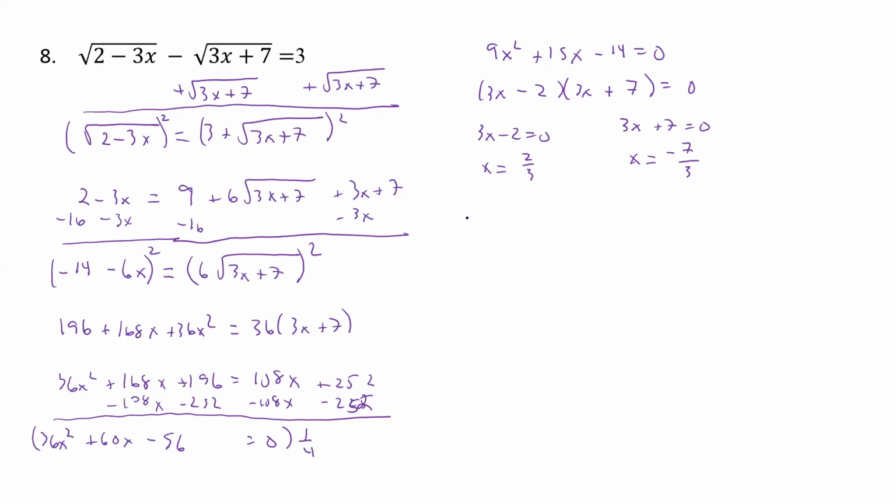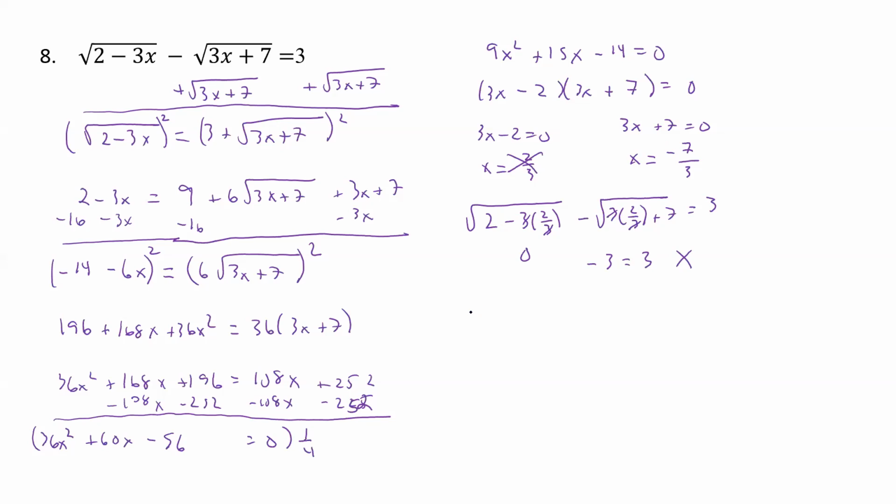All right, so here we'll have the square root of 2 minus 3 times 2/3. And then we have minus square root of 3 times 2/3 plus 7, and that's equal to 3. Well, that cancels that, and 2 minus 2 is 0. Here, that cancels that, and 7 plus 2 is 9. Square root of that's going to be 3, so it's a negative 3 equals 3. Well, that one doesn't work. So 2/3 is out. What about negative 7/3?